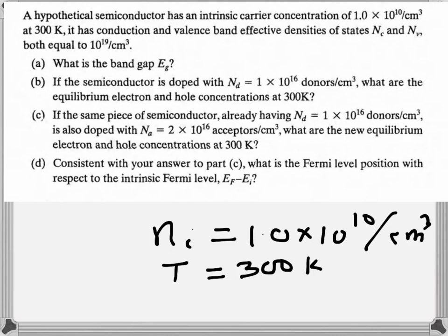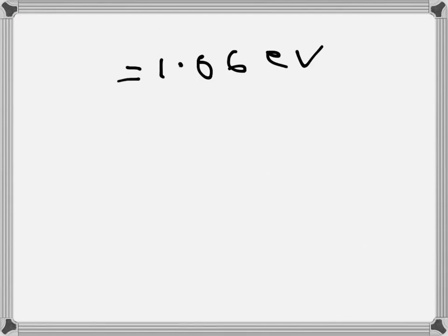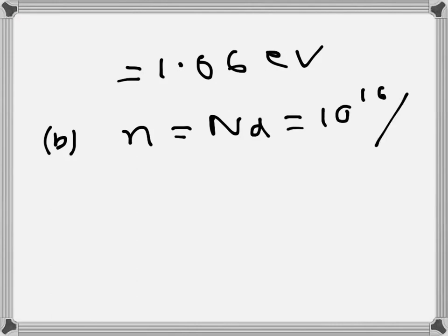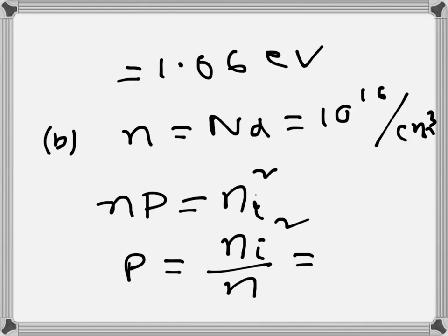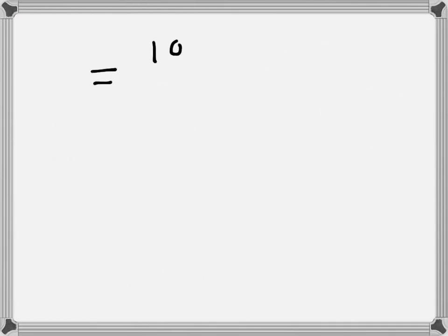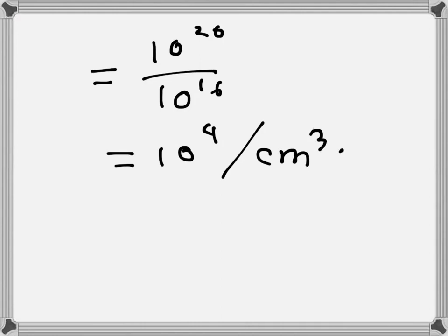Part B asks, if the semiconductor is doped with Nd equal to 10^16 donors per centimeter cube, what are the equilibrium electron and hole concentrations at 300 K? Since Nd is 10^16, N will be equal to Nd, which is 10^16 per centimeter cube. That's the electron concentration, and the law of mass action gives us the hole concentration as intrinsic carrier concentration squared over N. So that's (10^10) squared divided by 10^16, which is 10^20 divided by 10^16, so that's 10^4 per centimeter cube. That's the concentration of holes.